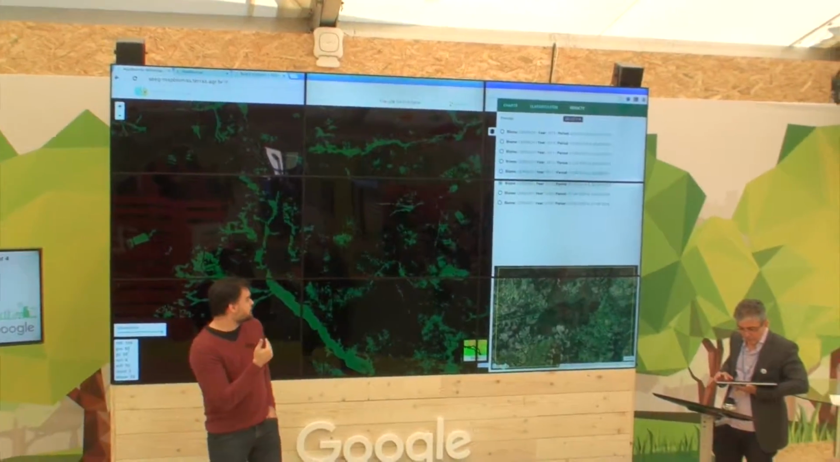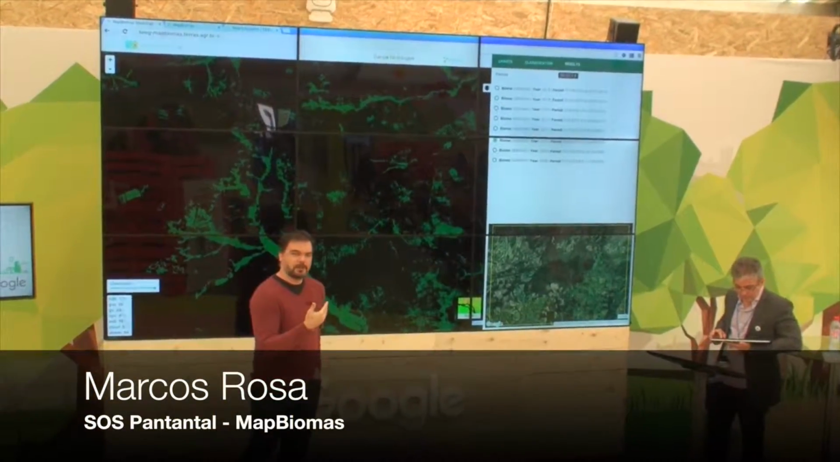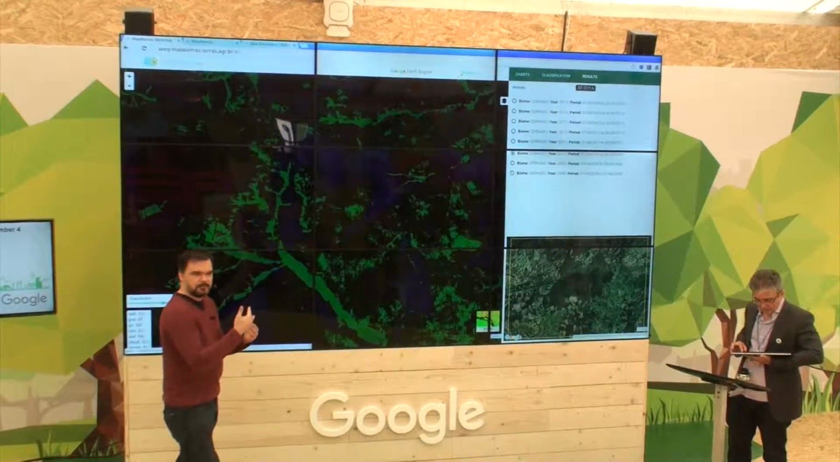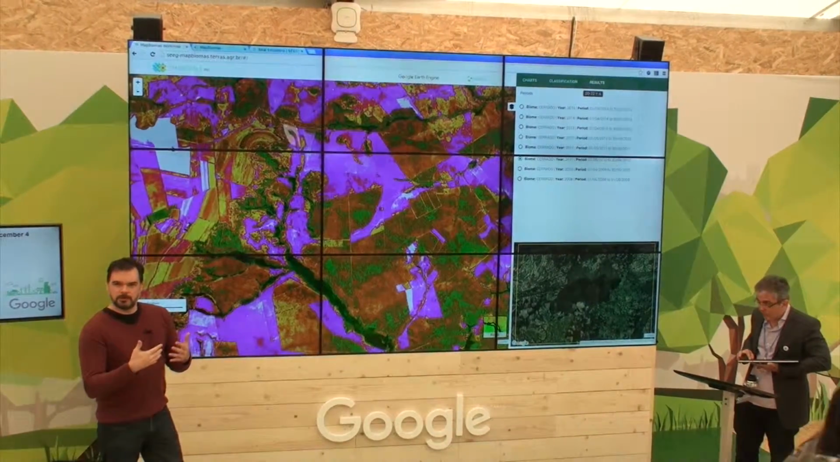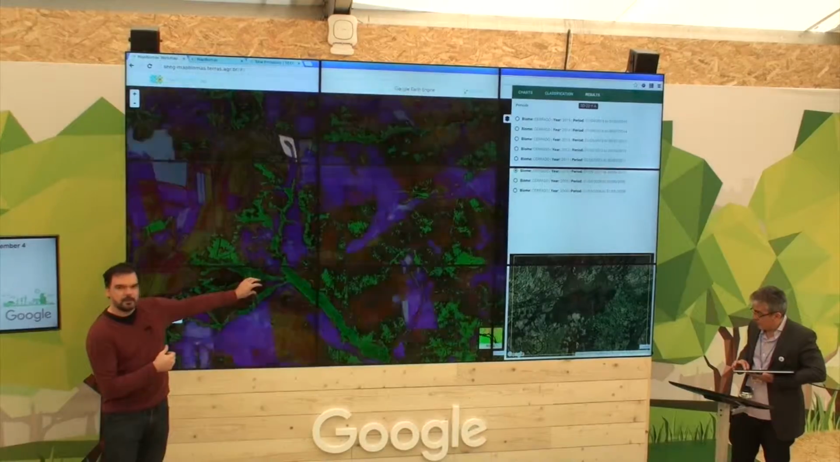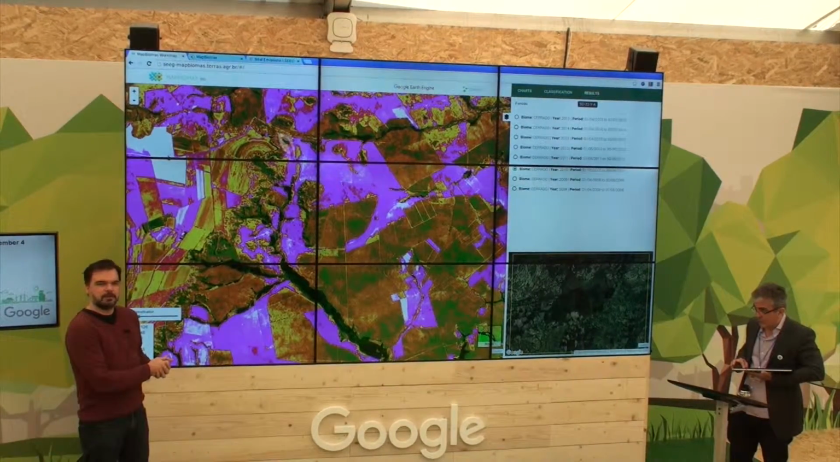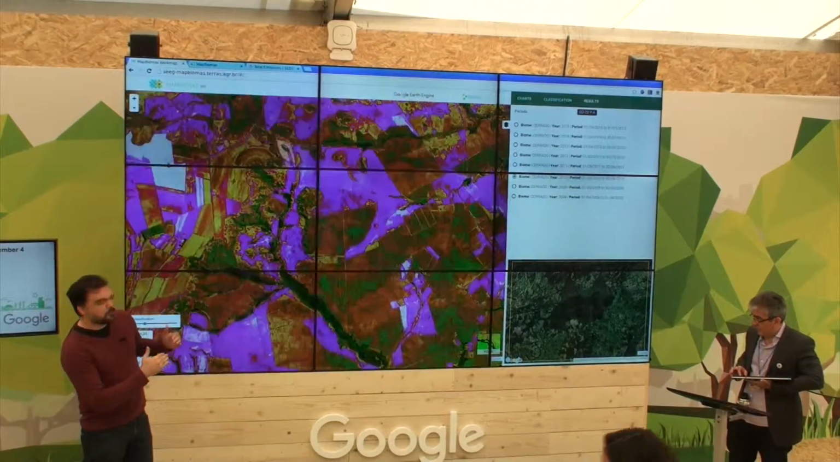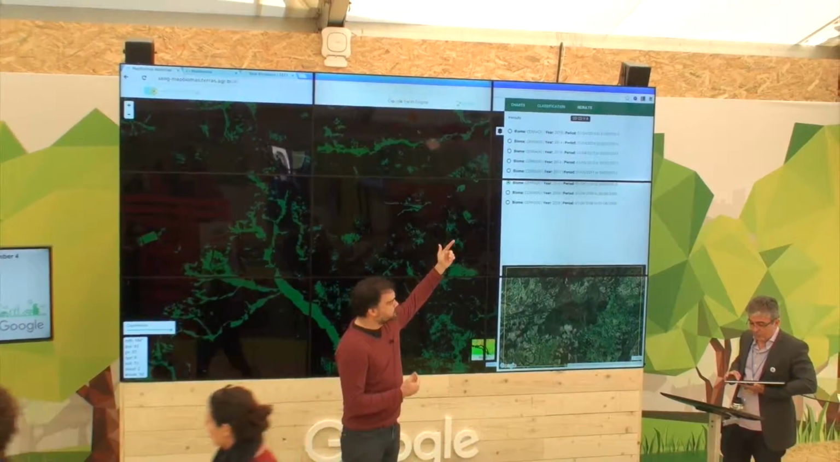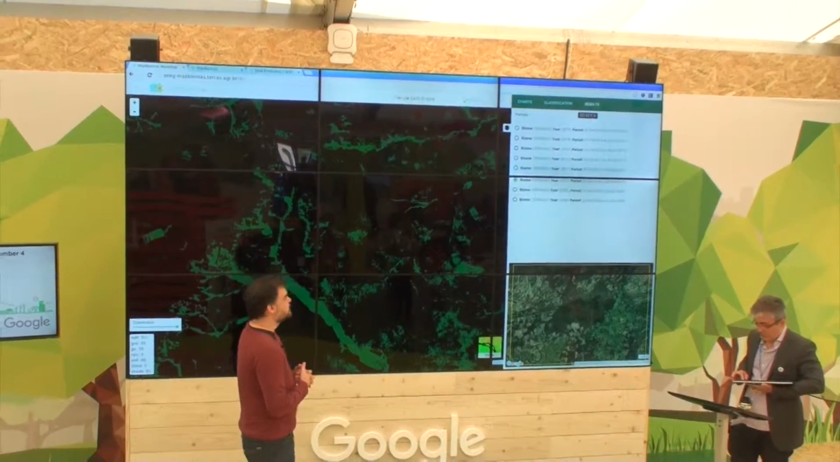So we have here the products of the classification. We have the NDFI index, that's the mixture model of the Landsat image. And we have here in green what's considered forest, and in black what's considered non-forest. So we have classification parameters that we can change.